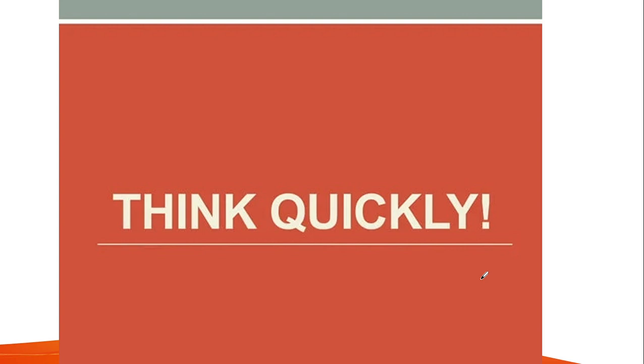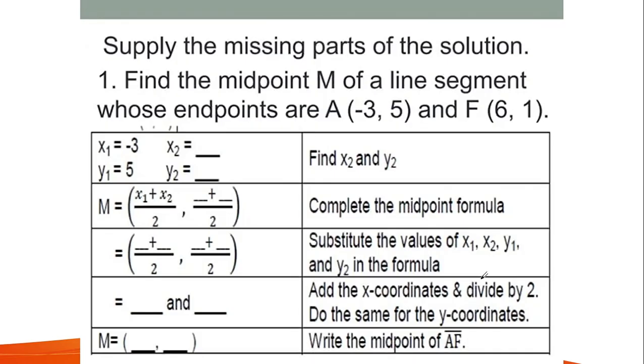Okay, this time, I need your coordination in answering this. So, think quickly. Supply the missing parts of the solution. Find the midpoint M of a line segment whose endpoints are A, negative 3, 5, and F, 6, 1. So, what we are looking for here is the midpoint. Now, what is our x sub 2 here and y sub 2?